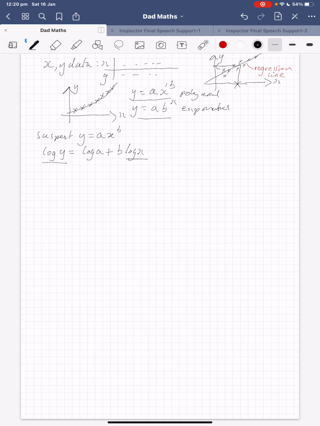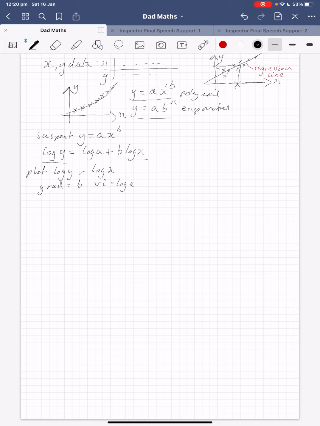So what does this suggest? This suggests that we should plot log y versus log x, and that we will find that the gradient of that line will give us the b, and the vertical intercept, where the line crosses the vertical axis, the log y axis, will give us log a.